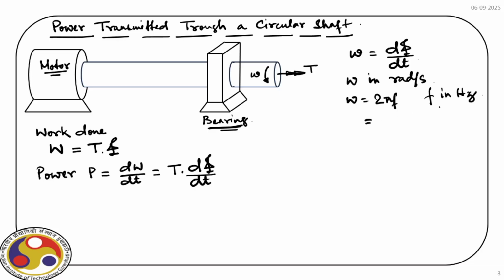Sometimes also we represent in terms of revolution per minute. So then we have 2 pi n in RPM divided by 60. So n is in RPM. So per minute, how many revolutions we have, that we count here in n, and once we define that, we can quantify omega. So then what we have here, power is equal to 2 pi nT divided by 60.